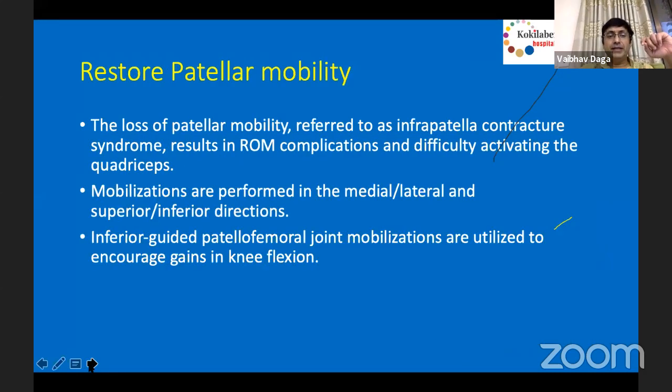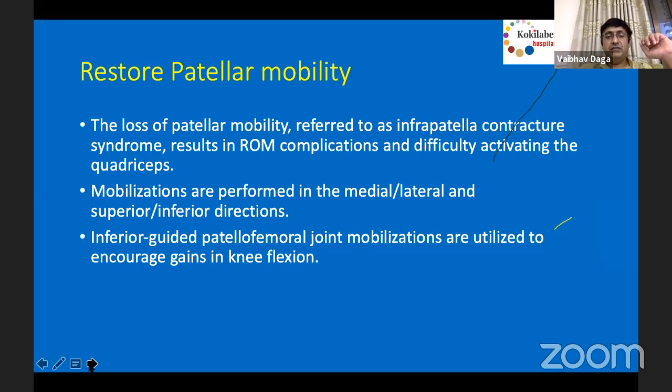Restore patellar mobility. It has been shown that the loss of patellar mobility, referred to as infrapatellar contracture syndrome, results in range of motion complications and difficulty in activating the quadriceps. So mobilizations are performed in the medial-lateral and the superior-inferior directions of the patella. Very important to start as early into the first phase of rehab.